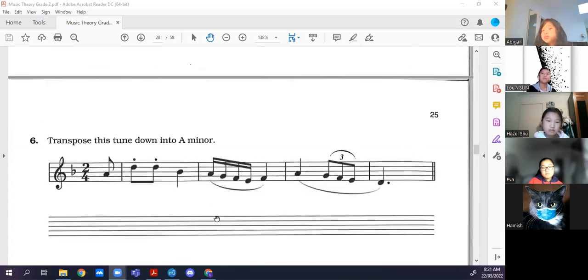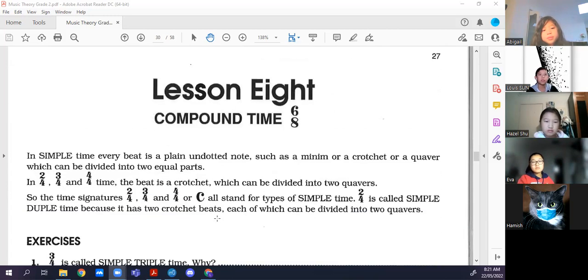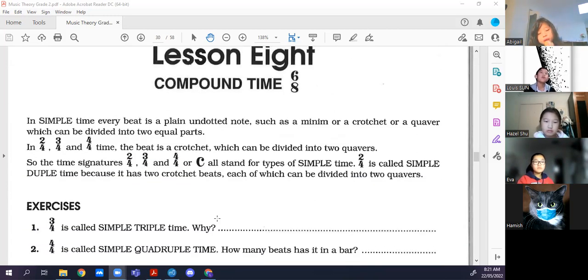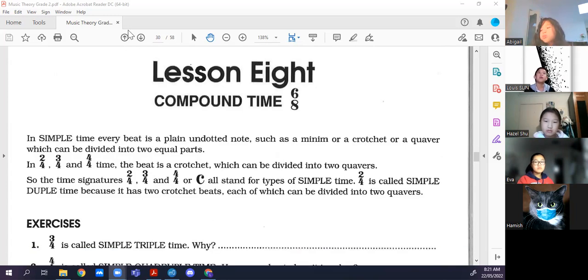Okay, so we're skipping lesson 7 since we already did that like 2 weeks ago. And lesson 8, compound, so we're learning another different kind of key signature. I mean time signature. So 6/8.